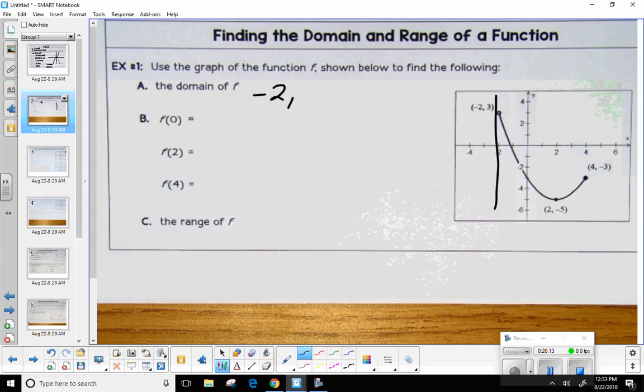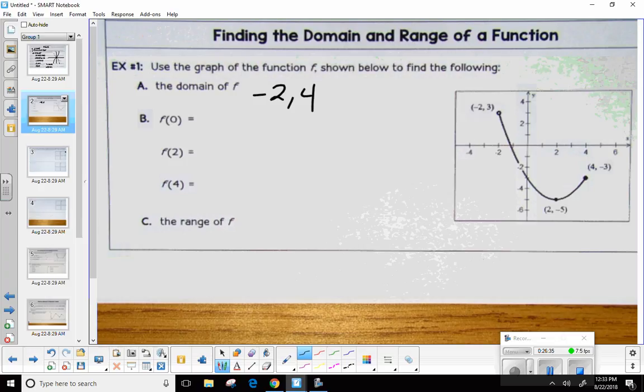Now, how far does he go? Does he go to infinity? No. Now, we know it's going to go to infinity because there'll be what on the graph? There'll be an arrow indicating that it's going to continue. But this guy just stops. And he stops where? He stops at 4. Very good. So he only exists horizontally between -2 and 4.